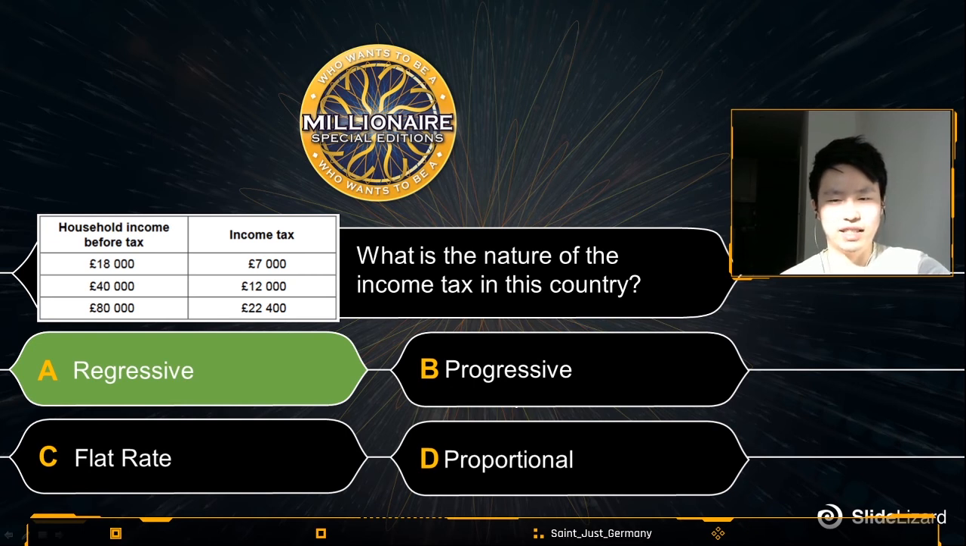So, let me explain the calculation. What we want to do is calculate the amount of tax that each household needs to pay in terms of percentages, right? So you can see household income before tax is 18 grand, then we'll be paying 7 grand of income tax, and then 40 grand we'll be paying 12 grand, and 80 grand we'll be paying 22 grand. So let me just do the percentages here with my pen.